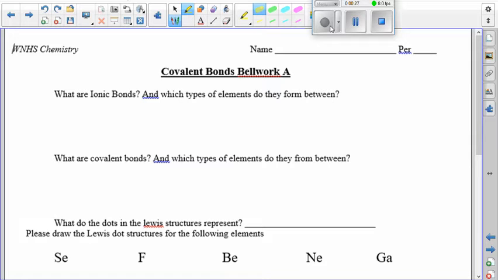Remember, we have a big old fat quiz tomorrow that is worth just over 30 points. A little north of 30 points, okay? Now, some of the points are a little bit easier. They're going to be questions just like this. What are ionic bonds? What types of elements do they form between? Are they between metals, non-metals, some of both?